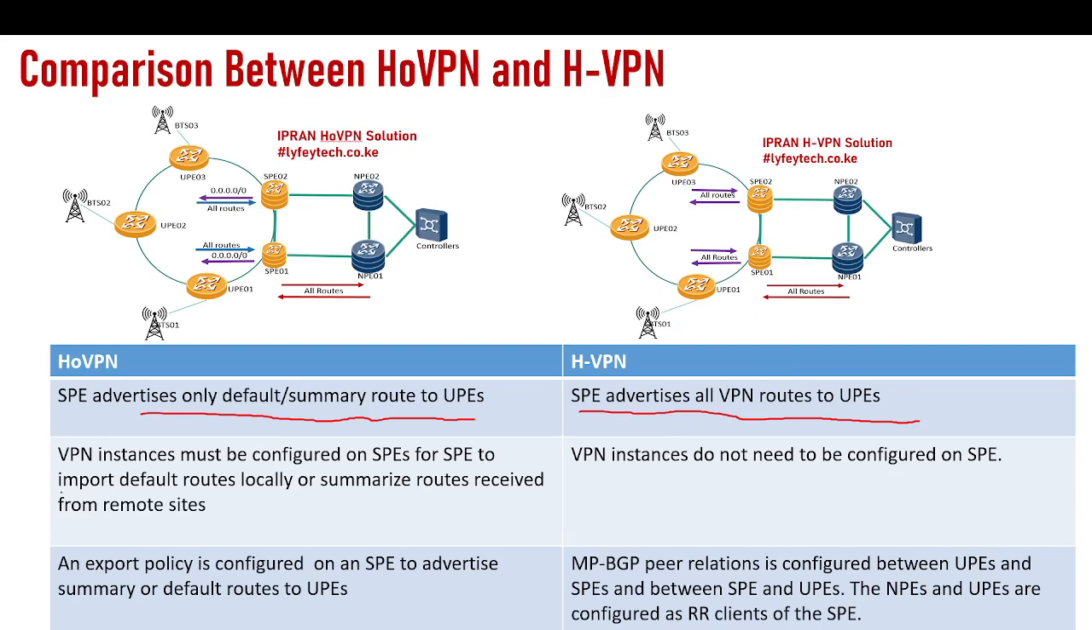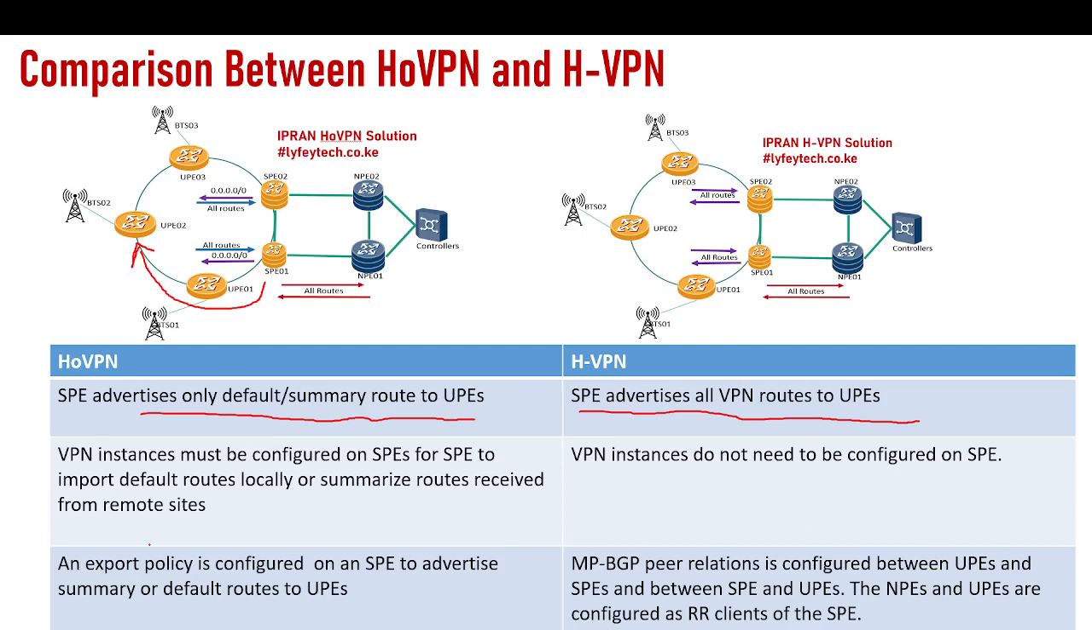For HVPN, VPN instances must be configured on SPEs for the SPE to import the default route locally and to summarize routes received. Remember, before the SPE is able to advertise the default route to the UPE, first it has to have the route. So that's why we need to configure the VPN instances on SPEs, so that it can import the default route locally and summarize routes received from remote sites. So the VPN instances must be configured on SPEs. Then with the HoVPN solution, the VPN instances do not need to be configured on the SPE.